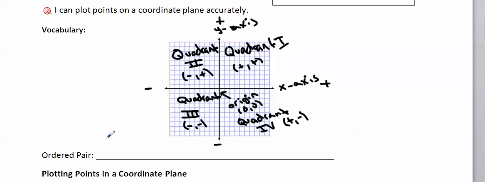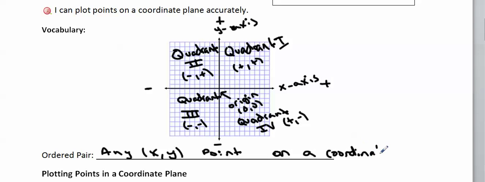To plot a point on the coordinate plane, we need ordered pairs. An ordered pair is any point x, y on a coordinate plane. It's worth noting that when you write an ordered pair, it's always x first, then y. Remember alphabetical order if you have trouble remembering that. Usually in math we go in alphabetical order. X comes before y in the alphabet, so x comes before y in an ordered pair.